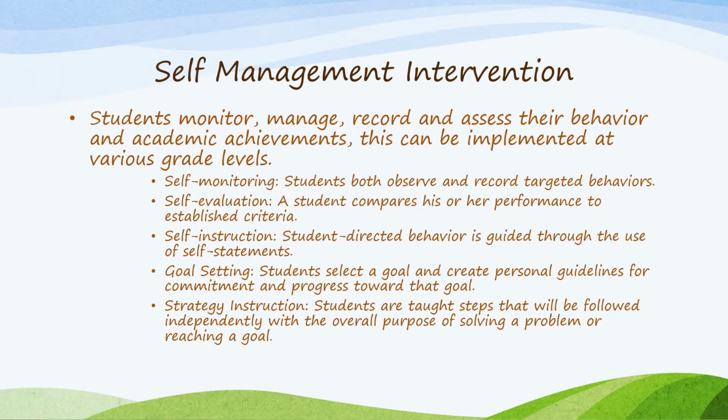So to break down the self-management intervention, you would start out with self-monitoring, which is when students both observe and record their targeted behaviors. You would then look at the self-evaluation, where a student compares his or her performance to established criteria. The third would be self-instruction, where student-directed behavior is guided through the use of self-statements.